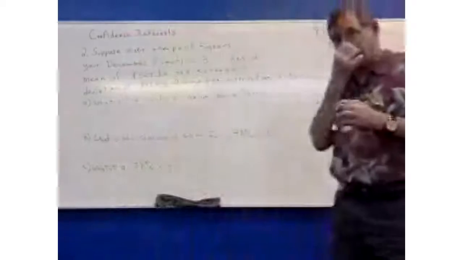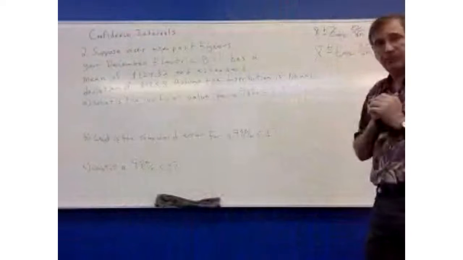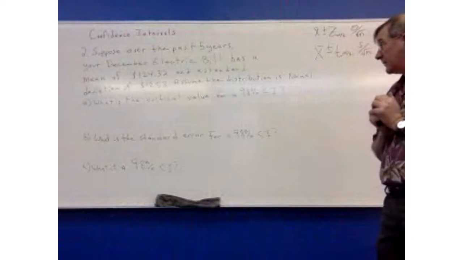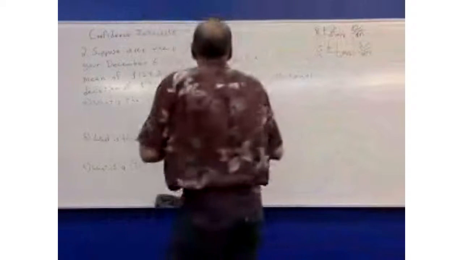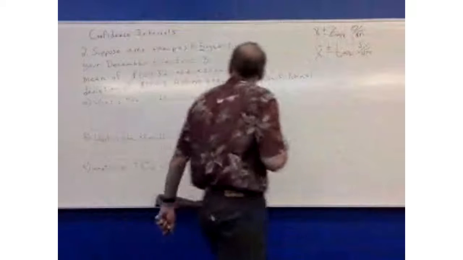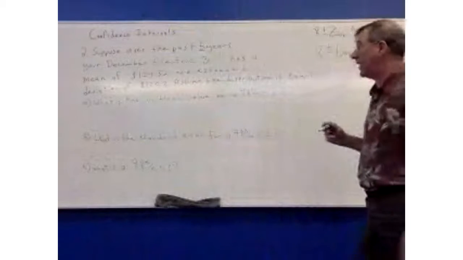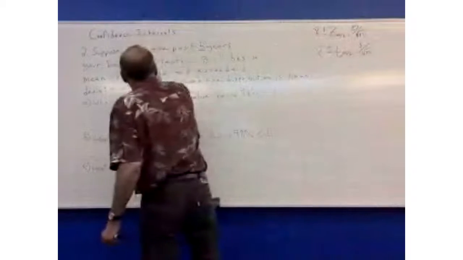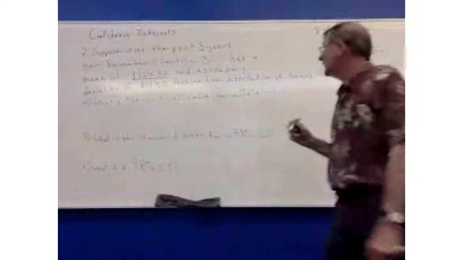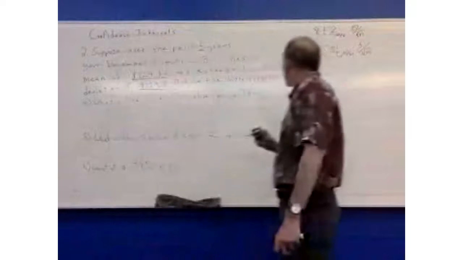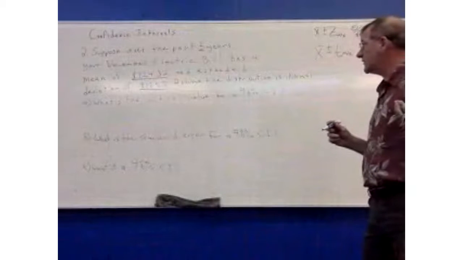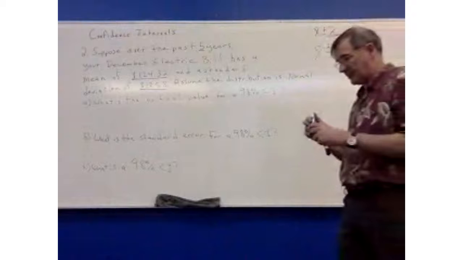Okay, I'm back again. And here's another confidence interval problem. Suppose over the past 5 years, that's an important number, your December electric bill has been a mean of 124.32 and a standard deviation of 12.58. Assume the distribution is normal. What is the critical value for a 98% confidence interval?